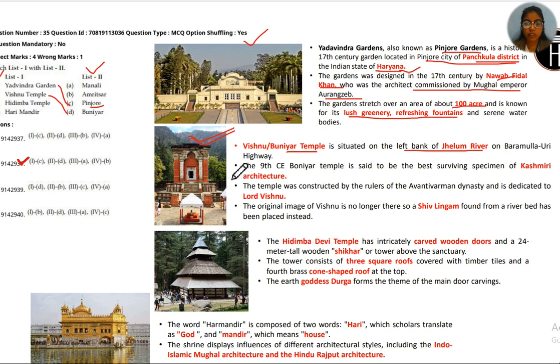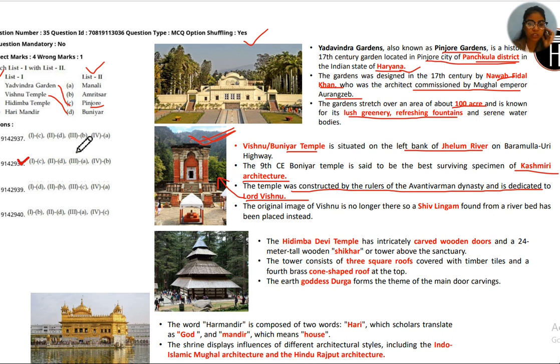The important point is this temple is made in the Kashmiri architecture style. Fine. The temple was constructed by the ruler of the Avantivarman dynasty and is dedicated to Lord Vishnu. This temple is dedicated to Lord Vishnu, situated beside the Jhelum river, and comprises Kashmiri architecture.